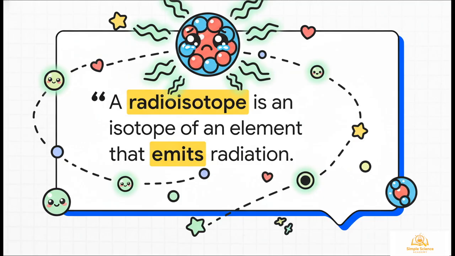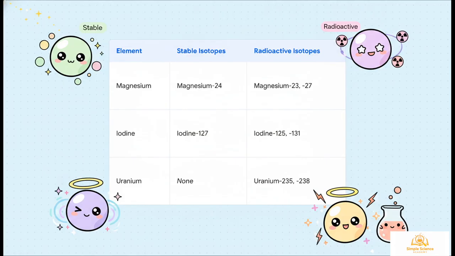When an isotope has an unstable mix of protons and neutrons, let's say it's a little wobbly, it becomes what we call a radioisotope. This basically means its nucleus is unhappy, it's not comfortable, and it needs to release some energy to settle down. That release of energy is what we call radiation. This table shows you exactly how that plays out. Look at magnesium or iodine. They've got both stable isotopes and radioactive ones. But then, slide over to uranium, and you'll notice something really striking. It has no stable isotopes. Every single version of uranium is radioactive.